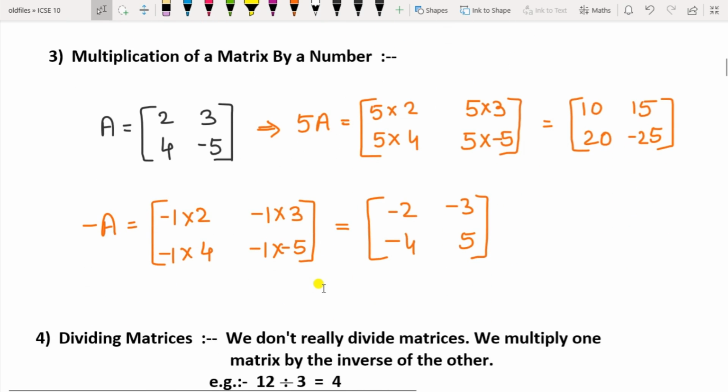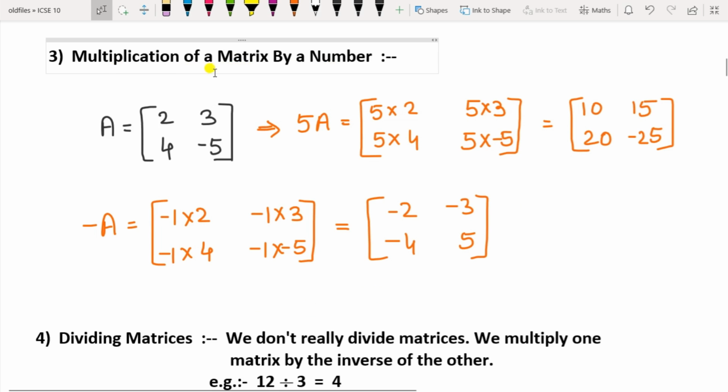Then multiplication. Here in exercise 9b we are going to see the multiplication of a matrix by a single number. Multiplication of a matrix with another matrix we are going to see in exercise 9c, that will be in the next video.